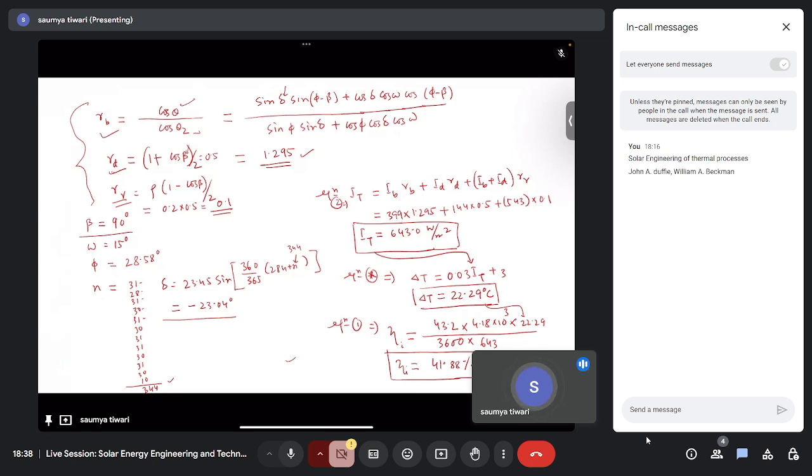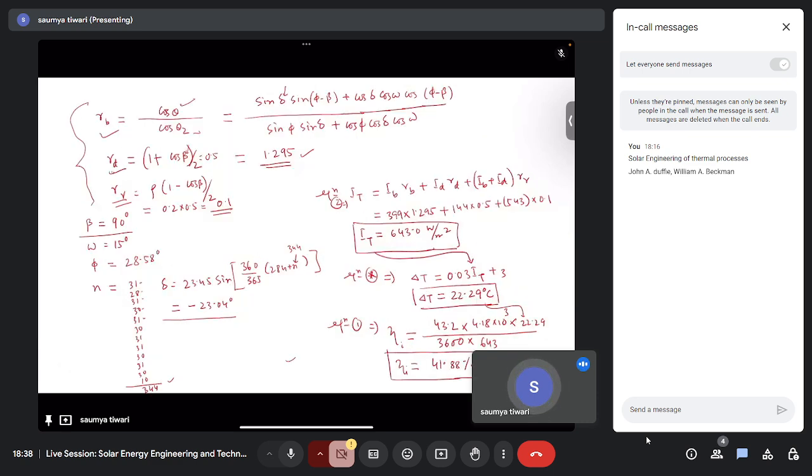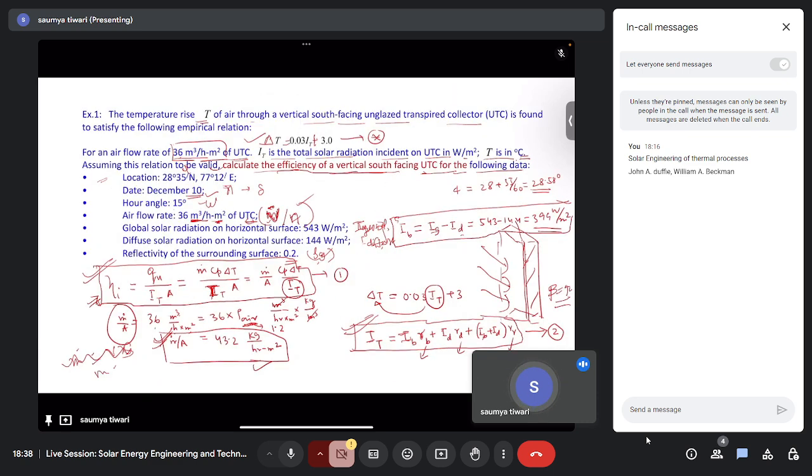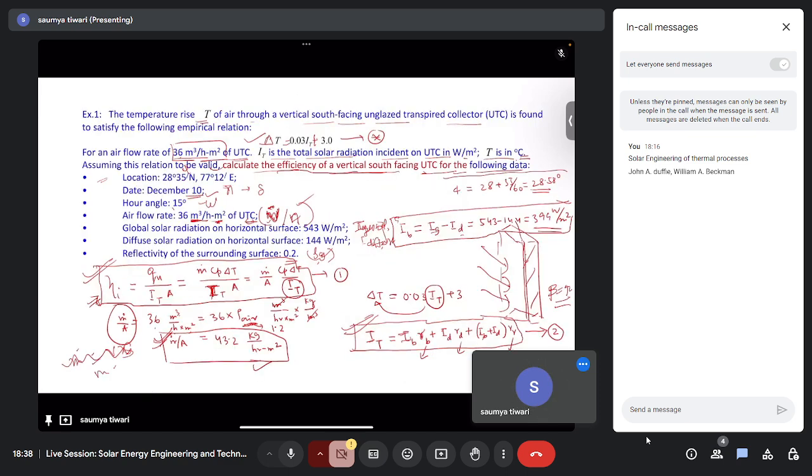Now we'll see what angles we have right now. So the wall here is vertical, right? So the beta angle will be 90 degrees, right? Omega is already given in the question. It is 15 degrees. Phi is already given in the question, 28.58. It's 28 degrees, 35 minutes. So you can calculate in degrees, right?